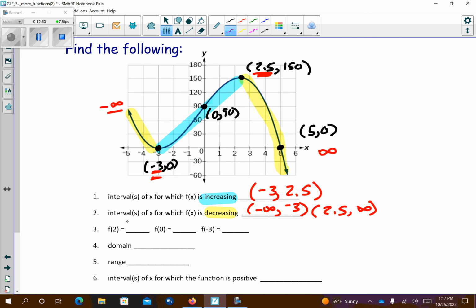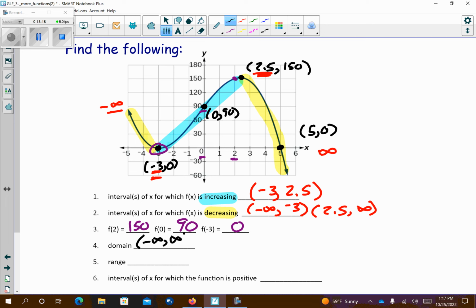Then we have to answer f at 2. So I find 2, go up right about there. That's about 150-ish. Our graph's off a little bit, but that's okay. At 0, what's going on at 0? It's 90. At negative 3, where is that taking place? That is 0.